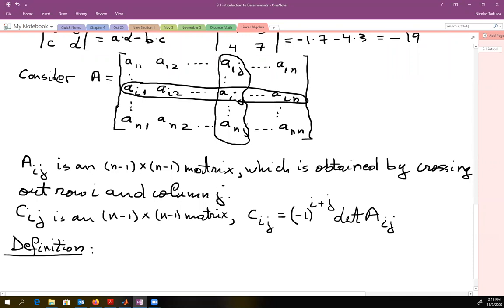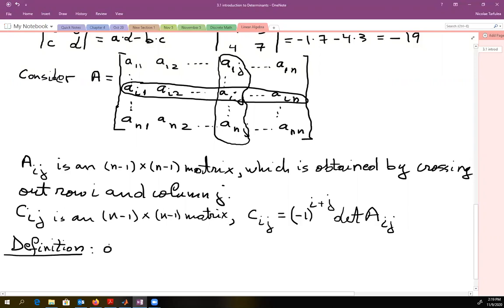Okay, well, it's kind of a recursive definition. So in other words, it says this: if you know how to compute determinants of order n minus 1, then you have a formula for computing determinants of order n. So for example, now because we know how to compute determinants of order 2, we'll know how to compute determinants of order 3, then order 4, and so on, right? So here is the formula.